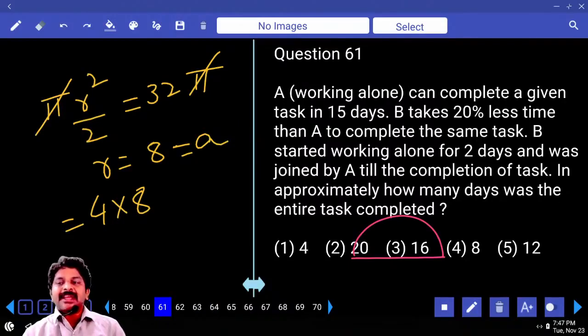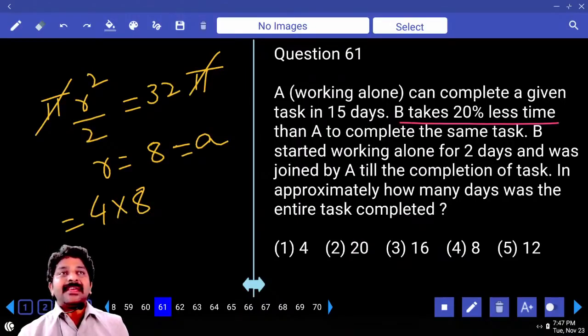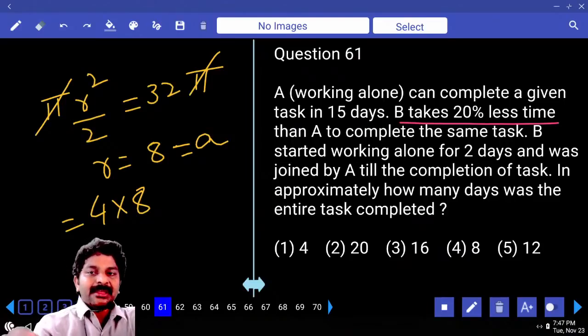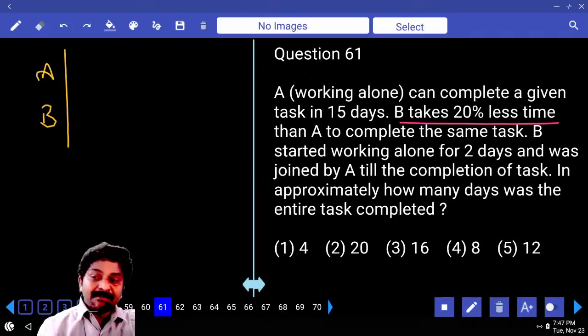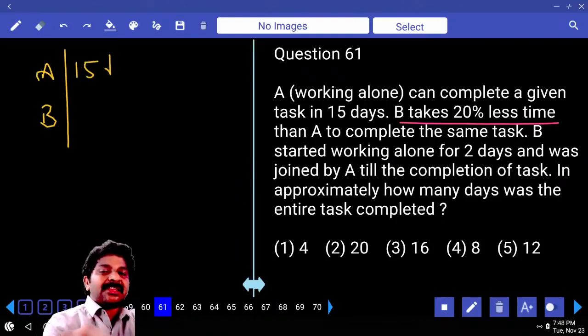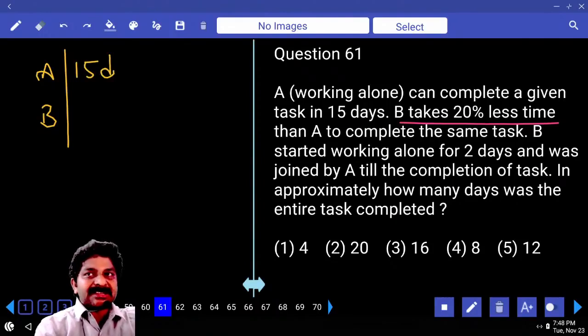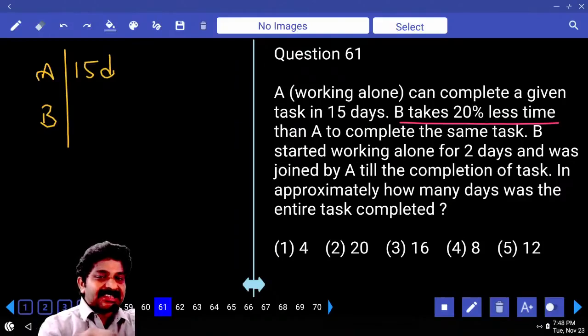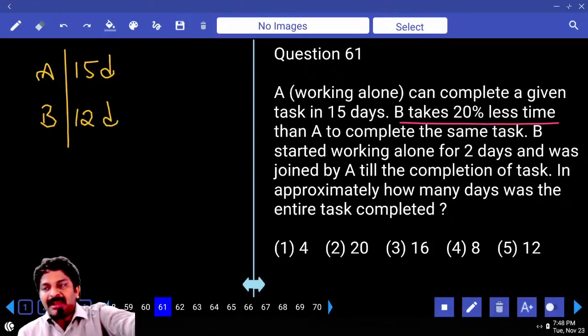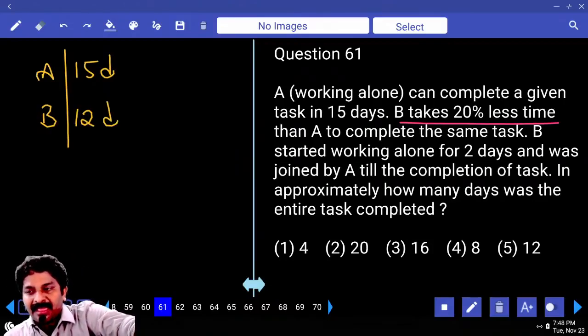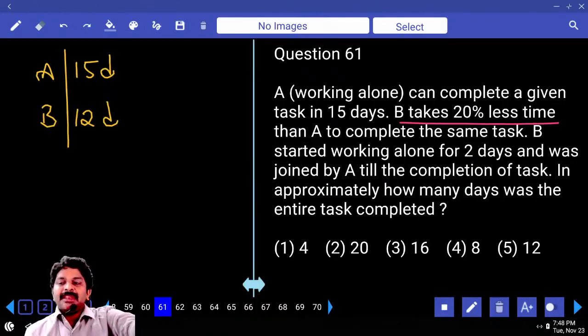A can complete a given task in 15 days, B takes 20% less time. See, they may compare their efficiencies or time. Here, you are given comparison between their timings directly. A can complete the work in 15 days, B takes 20% less time. 20% of 15 is 3 days less, in the sense 12 days. B started working alone for 2 days and was joined by A till the completion of the task. In approximately how many days was the entire task completed?